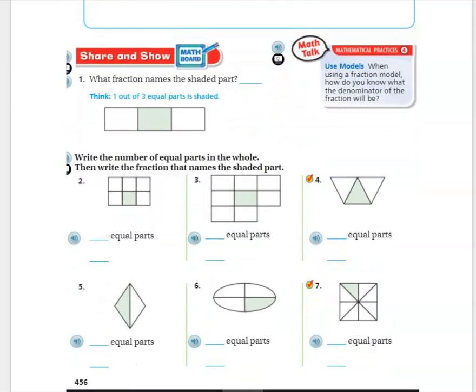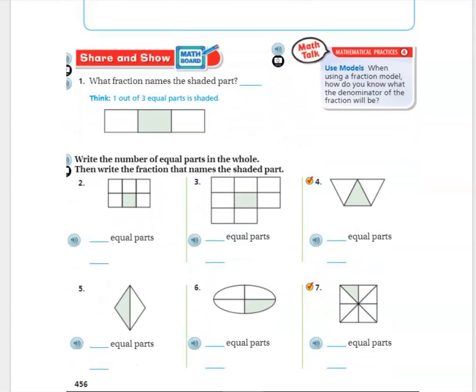So we're going to be writing the fraction that names the shaded part. So you can see down at the bottom, we have all different pieces with one shaded. So let's take a look at our first one. What fraction names the shaded part?